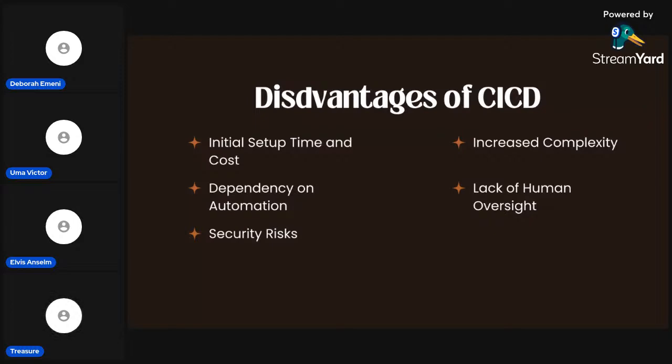Then security risks. Well, since we are putting all our eggs in one basket, it's easier for hackers or any other third party that wants to harm your application to involve itself at some point in your CI/CD pipeline, get the keys they need, and attack your application.